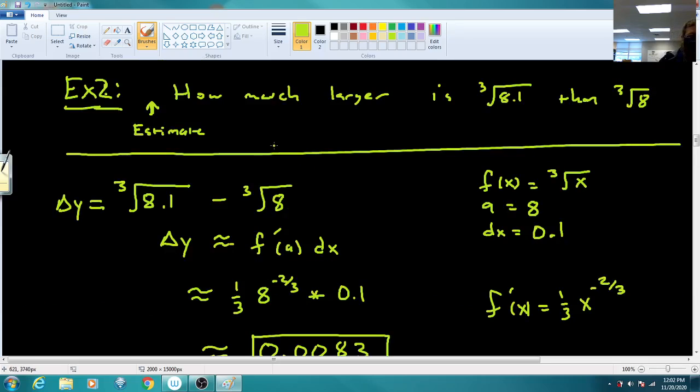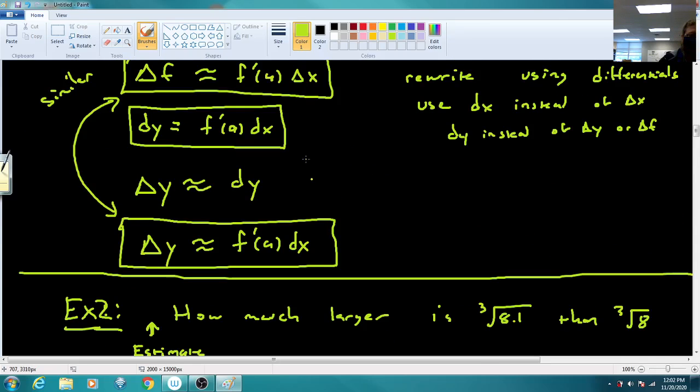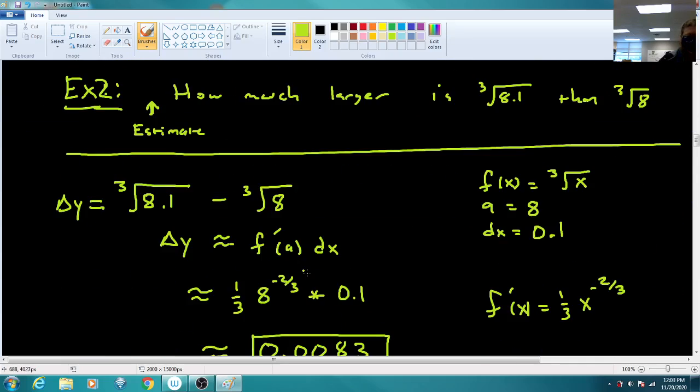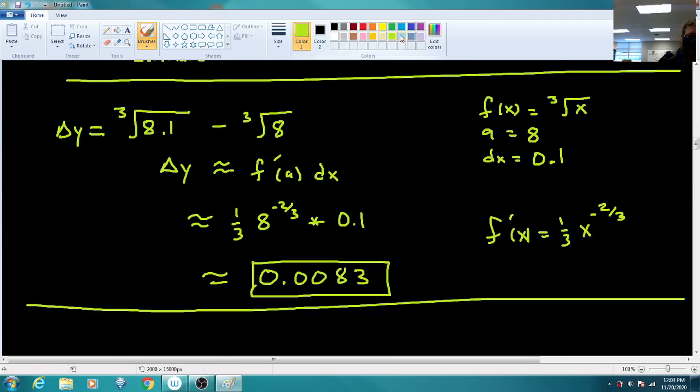Okay, so that one's not too bad. We'll note that you can use the delta notation or the differential notation somewhat interchangeably, and that there are slight differences as to what they mean, but you can use them in these approximations in more or less the same way.